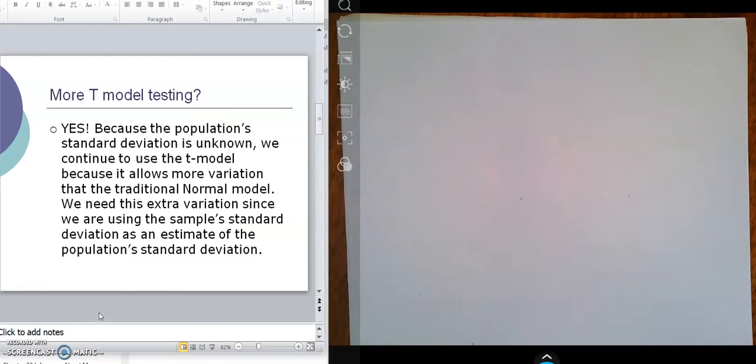So are we still using t-model? Yes, this entire unit is t-model because this entire unit is sample means. Sample means use the t-model because we do not know the population standard deviation.